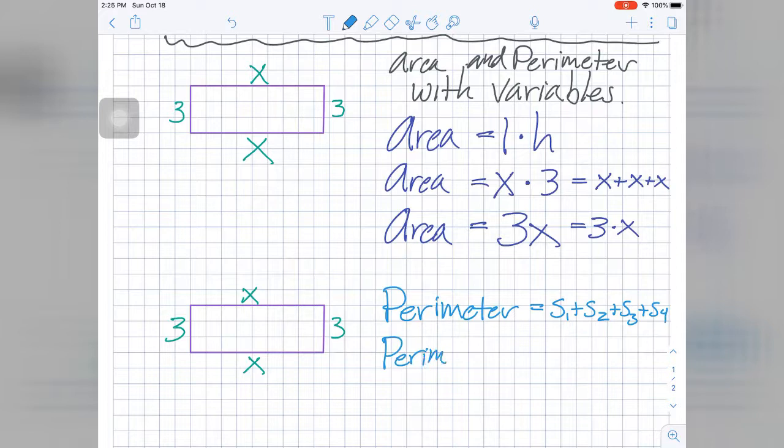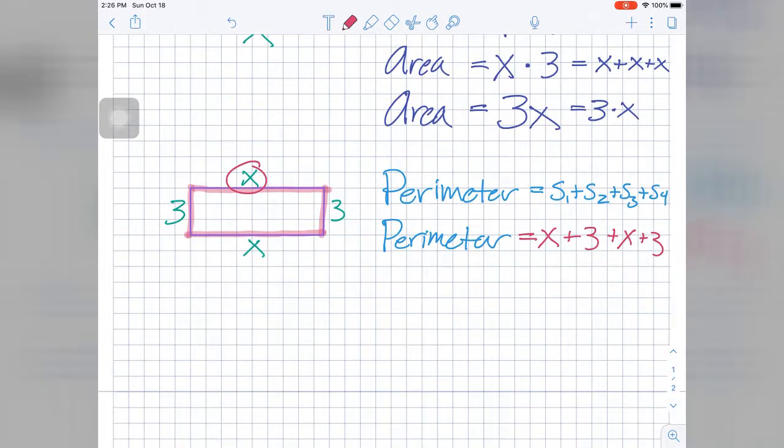So the perimeter is going to be, if I walk around this, you know what, I'm going to change my colors again. Here's, let's call this side 1, side 2, side 3, and side 4. So if I think about it like that, I'm going to color code this. This is going to be side 1, I said, was the top one, so that's X, plus side 2 is 3, plus side 3 is X, plus side 4 is 3.